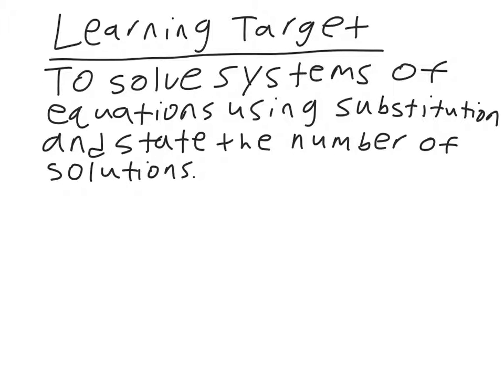If you remember back from my types of systems video, you'll remember that there are three types. There are independent, dependent, and inconsistent. The independent had one solution. Those are the ones we've been dealing with substitution so far. The dependent had infinitely many solutions, and the inconsistent had no solution. So we're going to be dealing with the other two, the dependent and the inconsistent.